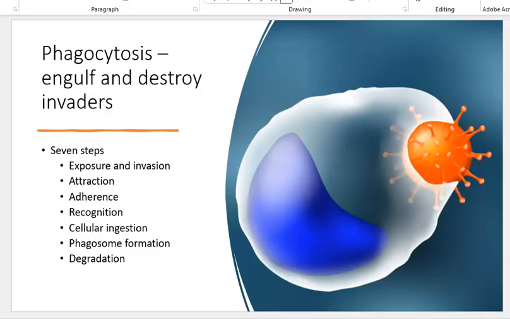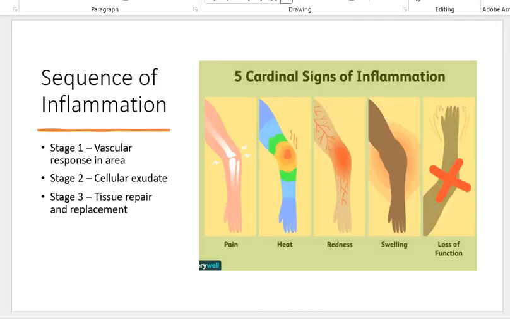So like I said, if you want to dig a little bit further into these 7 steps, it's in your book on page 324. So next we're going to talk about the stages of inflammation. You have vascular, which is initiation, cellular response, and resolution or tissue repair and replacement.